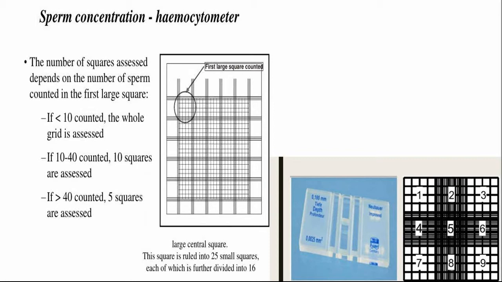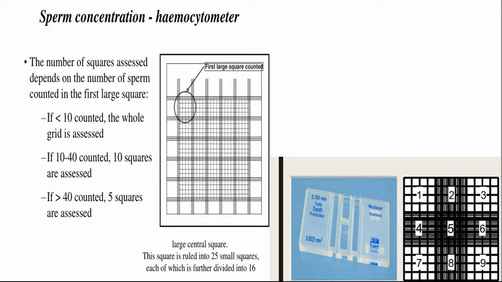Now we continue with the number of squares. Number of squares assessed depends on the number of sperms counted in the first large square, that is 16 columns. If the value is less than 10 counted, then the whole grid is assessed. That is 1 to 9 grids are assessed.